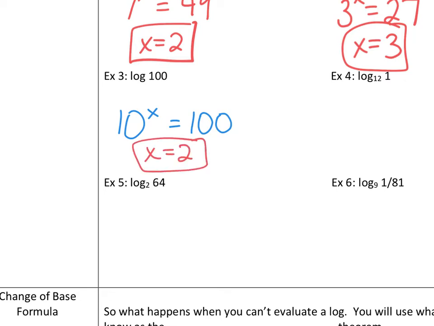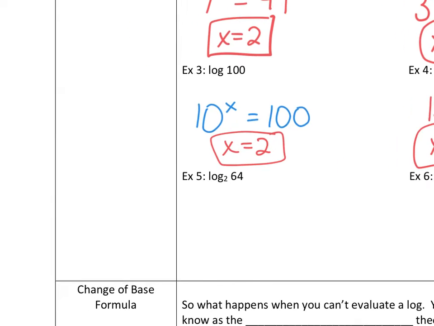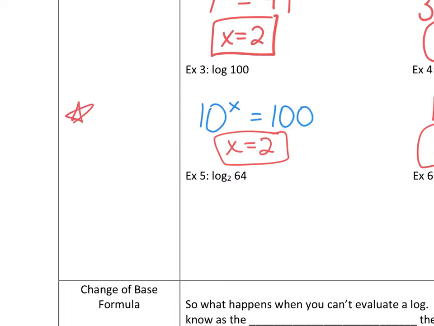What about the next one? 12 to the x power equals 1. Well, we know that anything to the 0 power equals 1. So x should be 0. Write that over here if you need to. Anything to the 0 power is 1.